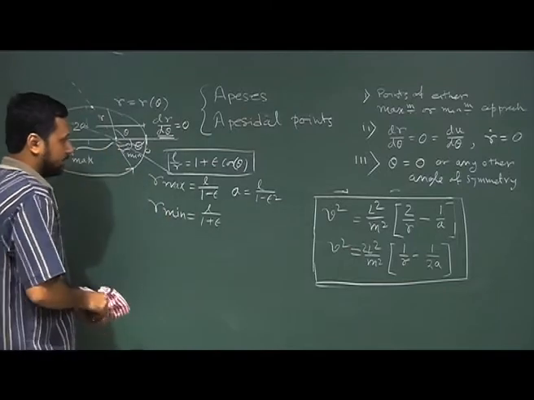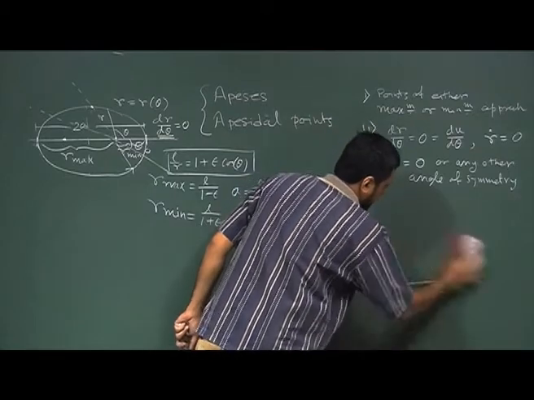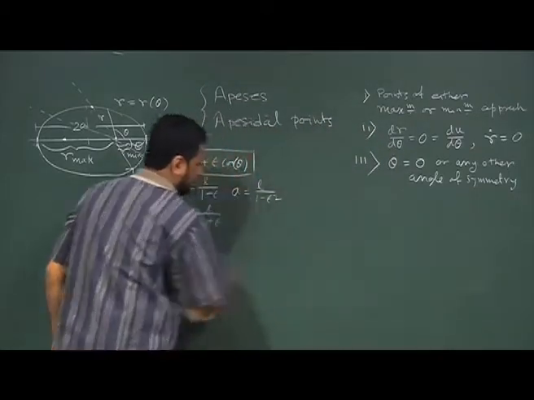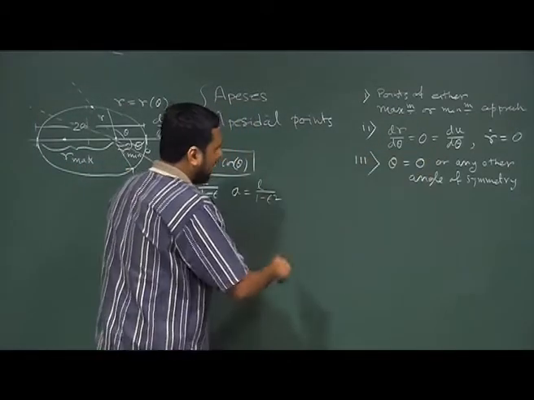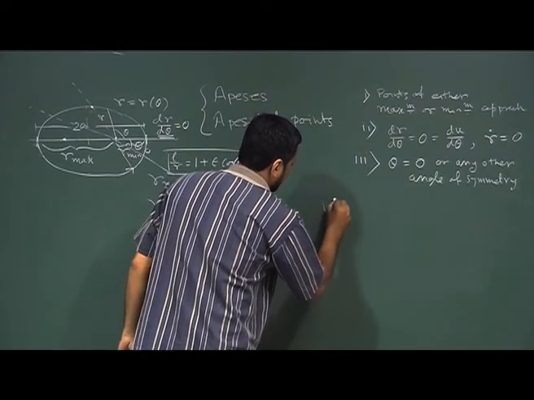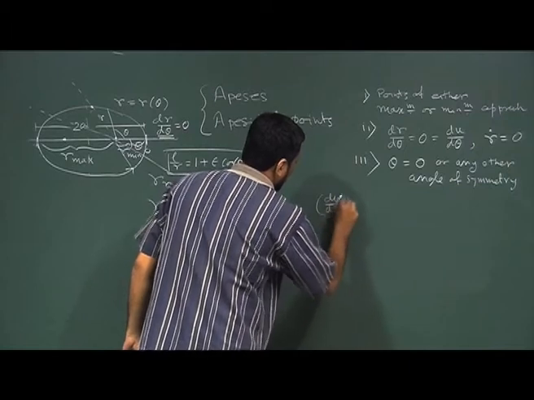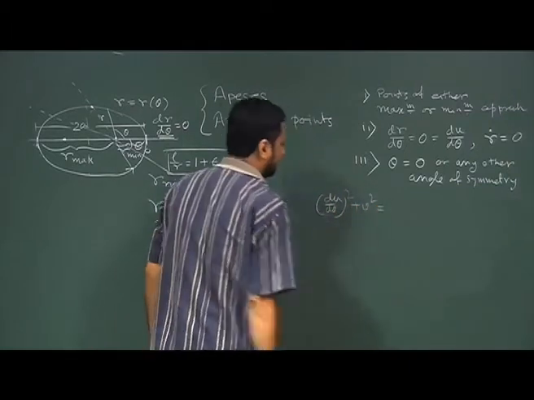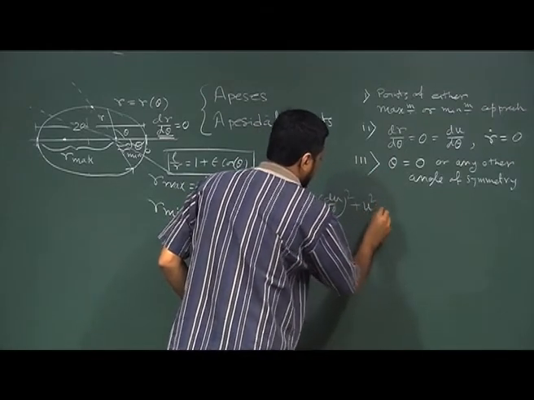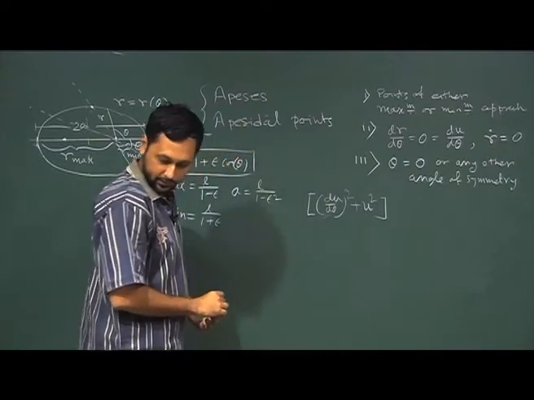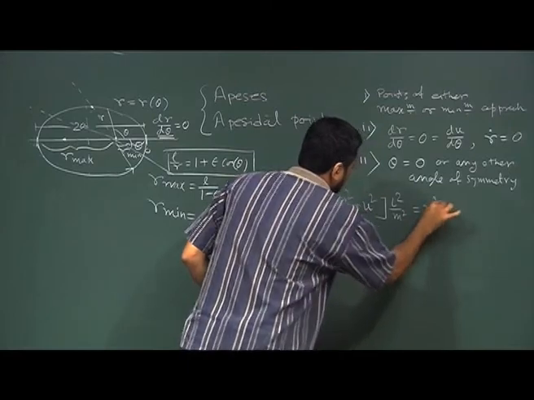Now, let us look at this carefully. We have a few conditions for apsidal points. One of the conditions is that du d theta will vanish. Now, if you go back to the original equation of velocity we wrote, that was du d theta squared plus u squared, the whole multiplied by L squared by m squared, equal to v squared.